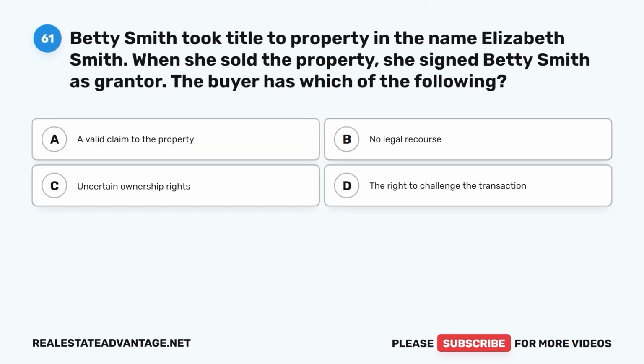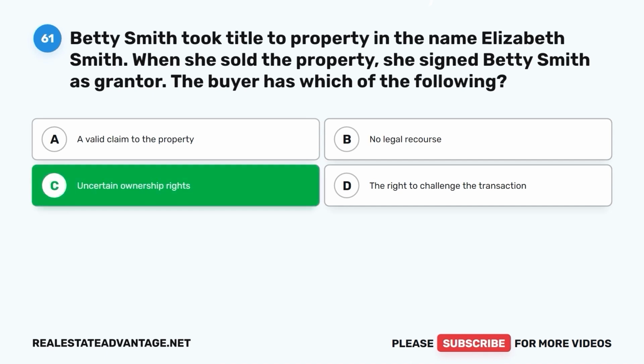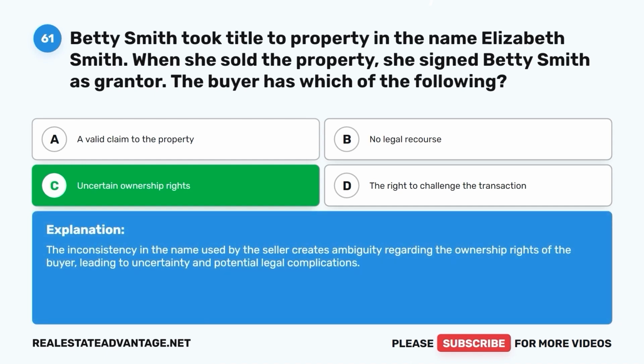$261.30. Question 61. Betty Smith took title to property in the name Elizabeth Smith. When she sold the property, she signed Betty Smith as grantor. The buyer has which of the following? A. A valid claim to the property. B. No legal recourse. C. Uncertain ownership rights. D. The right to challenge the transaction. The correct answer is C. Uncertain ownership rights. The inconsistency in the name used by the seller creates ambiguity regarding the ownership rights of the buyer, leading to uncertainty and potential legal complications.